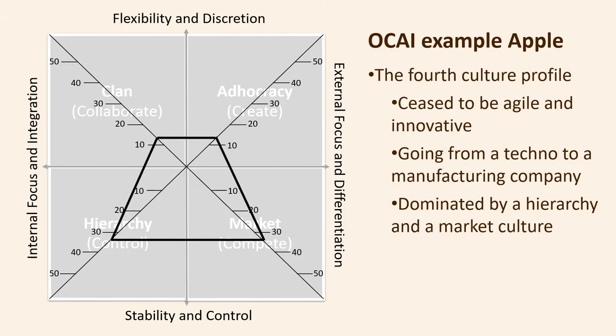The fourth culture profile emerged when Apple developed into a large, mature organization under Scully. It ceased to be the agile, innovative company that had characterized the young group of renegades in its early life. Instead, it was an outstanding example of efficiency and marketing savvy. The organization became more of a manufacturing company than a techno company. Apple's culture was dominated by a hierarchy and market culture, and placed in the bottom left and right quadrants.